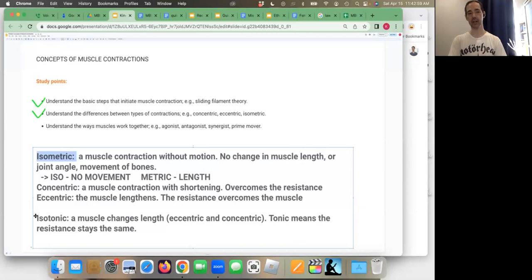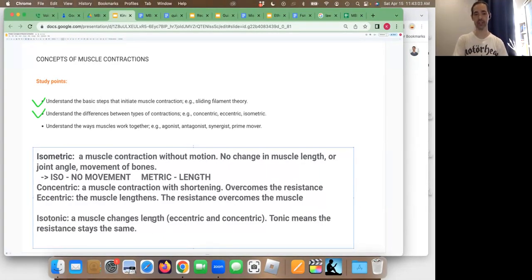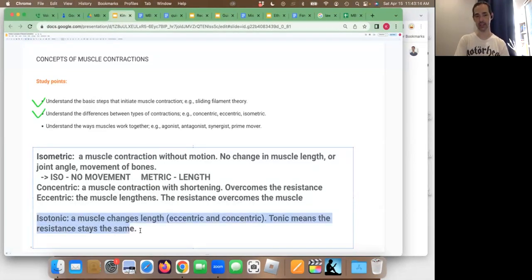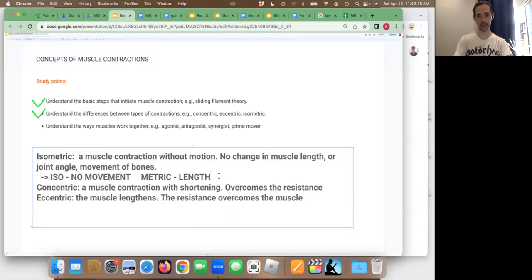So isotonic means that a muscle changes its length, and isometric means a muscle does not change its length. So types of isotonics are concentric and eccentric. And I'm just going to move this up here.